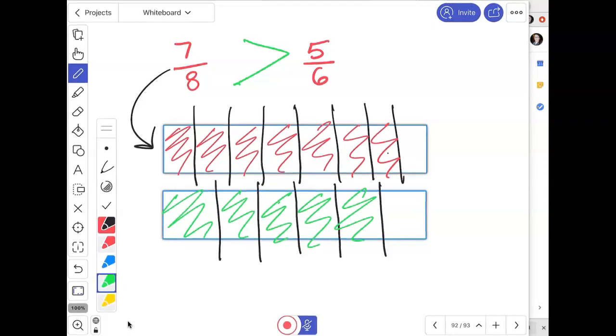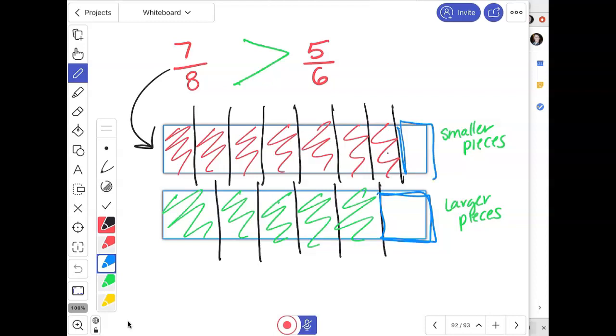Another way to look at this is that eighths are smaller pieces. Sixths are larger pieces. So you need a larger piece here than you do here to fill it up. That means this one must be more full to begin with.